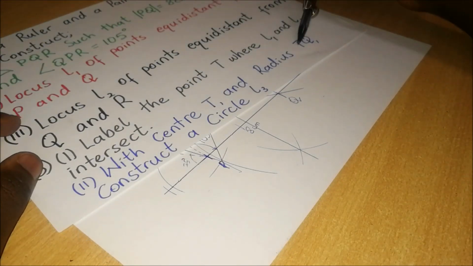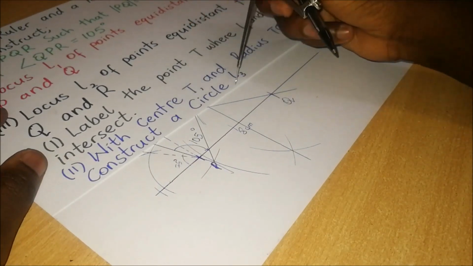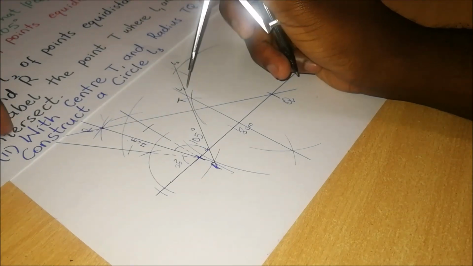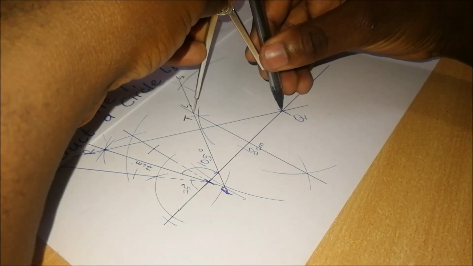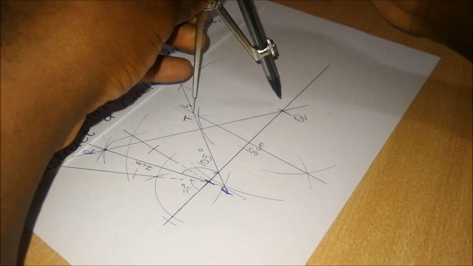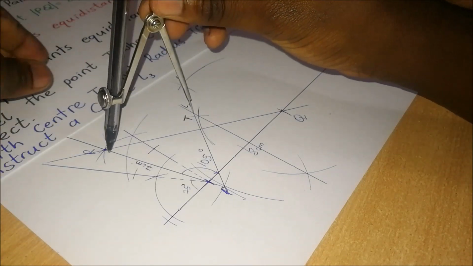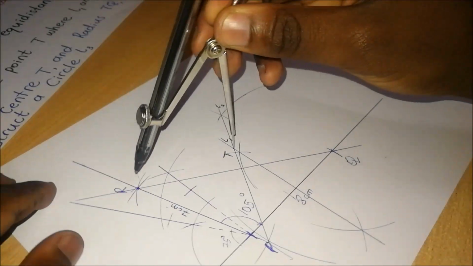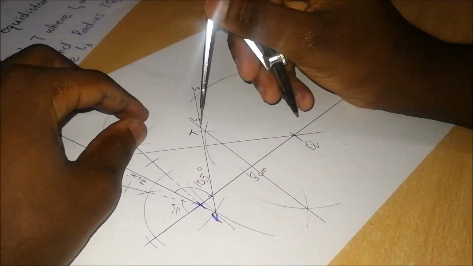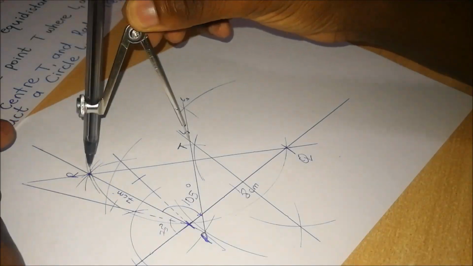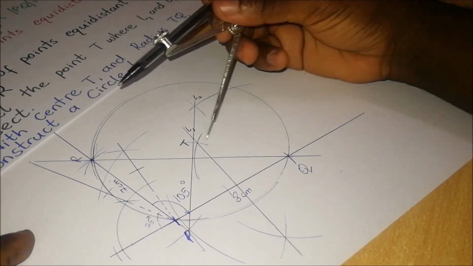Then they are saying that with center T, where these two are intersecting, and radius TQ, construct a circle L3. So I'm following just this: my center is T and the radius is TQ. Right there, we draw a circle. So I'm going to go ahead and draw that circle. So that's it. We have drawn a circle with center T and radius TQ.